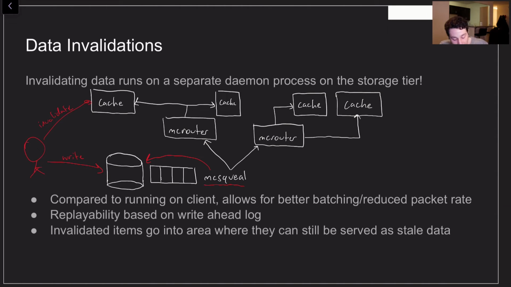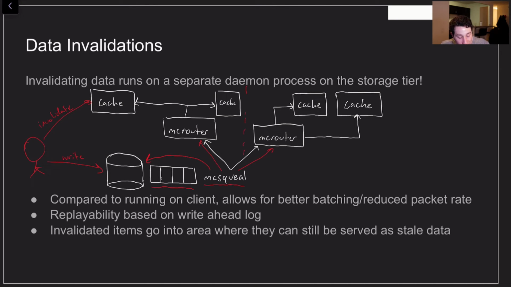So they run one called MC_squeal, where MC_squeal is basically just reading from the write-ahead log on the database, taking all of the new writes, converting them to invalidations, doing a bunch of batching, and then sending those out to the MC routers themselves. The reason it's nice to do batching is so that, again, there's less overhead, right? We can send more invalidations at a time, and we're not being as wasteful of our network bandwidth.